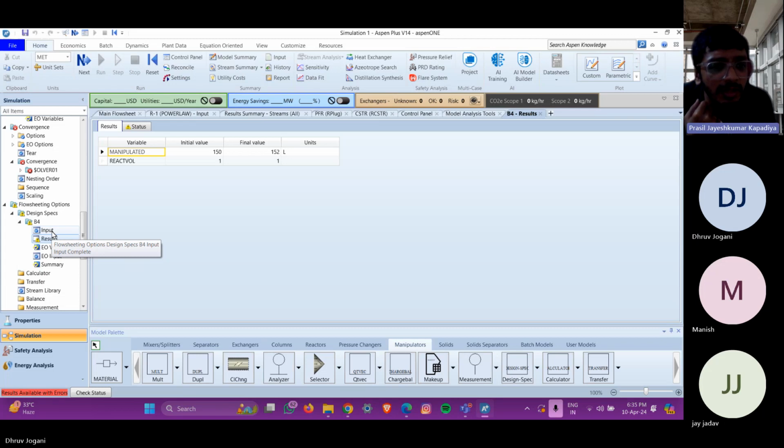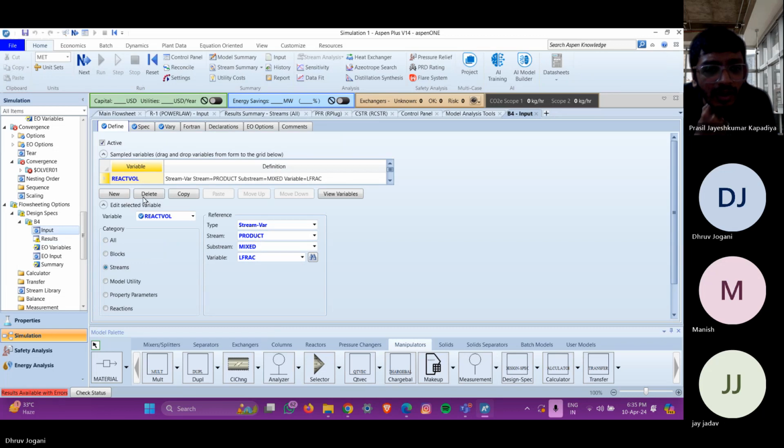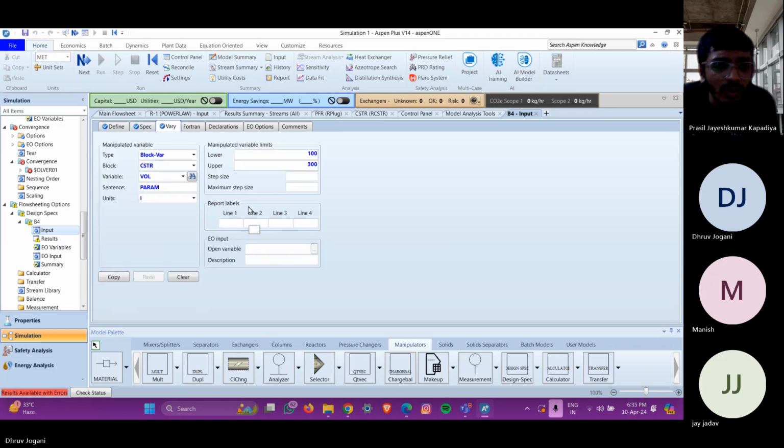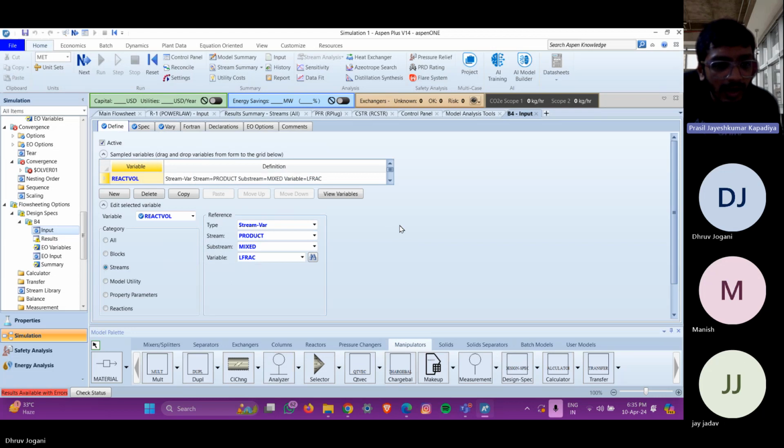No, it's still something wrong. Go to input. Go to the vary part. No, there is still something wrong. Can you please go to define? We are not defining which is the stream, the product stream. Can you go to substream? What is written in substream? Mixed. I guess there is something wrong.